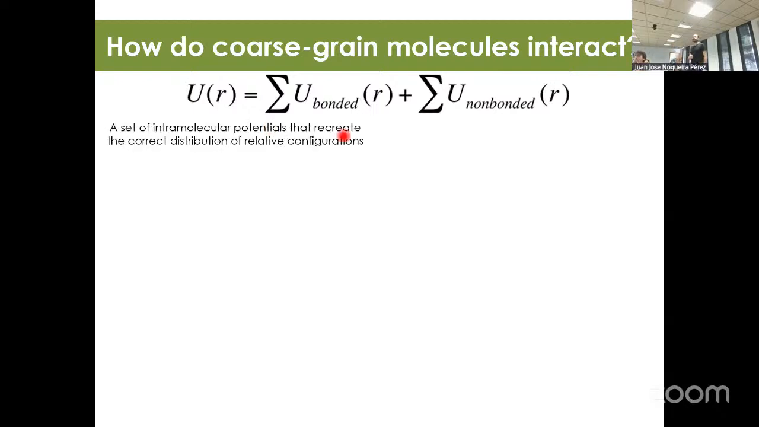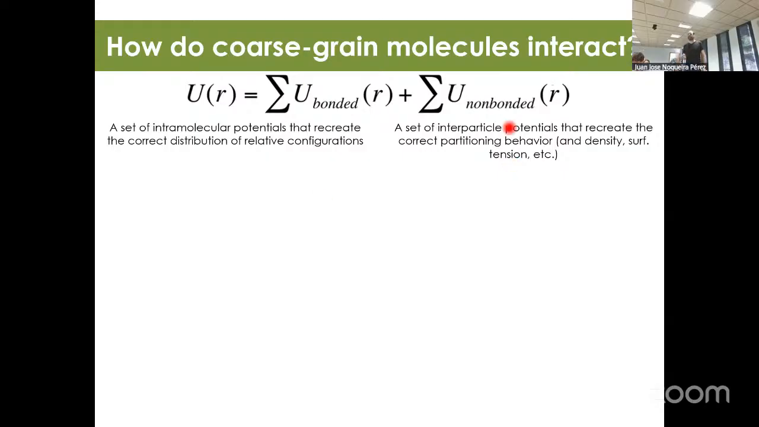So these ones, we want to be potentials that recreate locally the configuration that the molecule should adopt. The non-bonded, and this is where this macroscopic target comes in, is that we want these molecules to behave in a way where they display the correct preference for polar and apolar environments. So we call this the partitioning behavior.